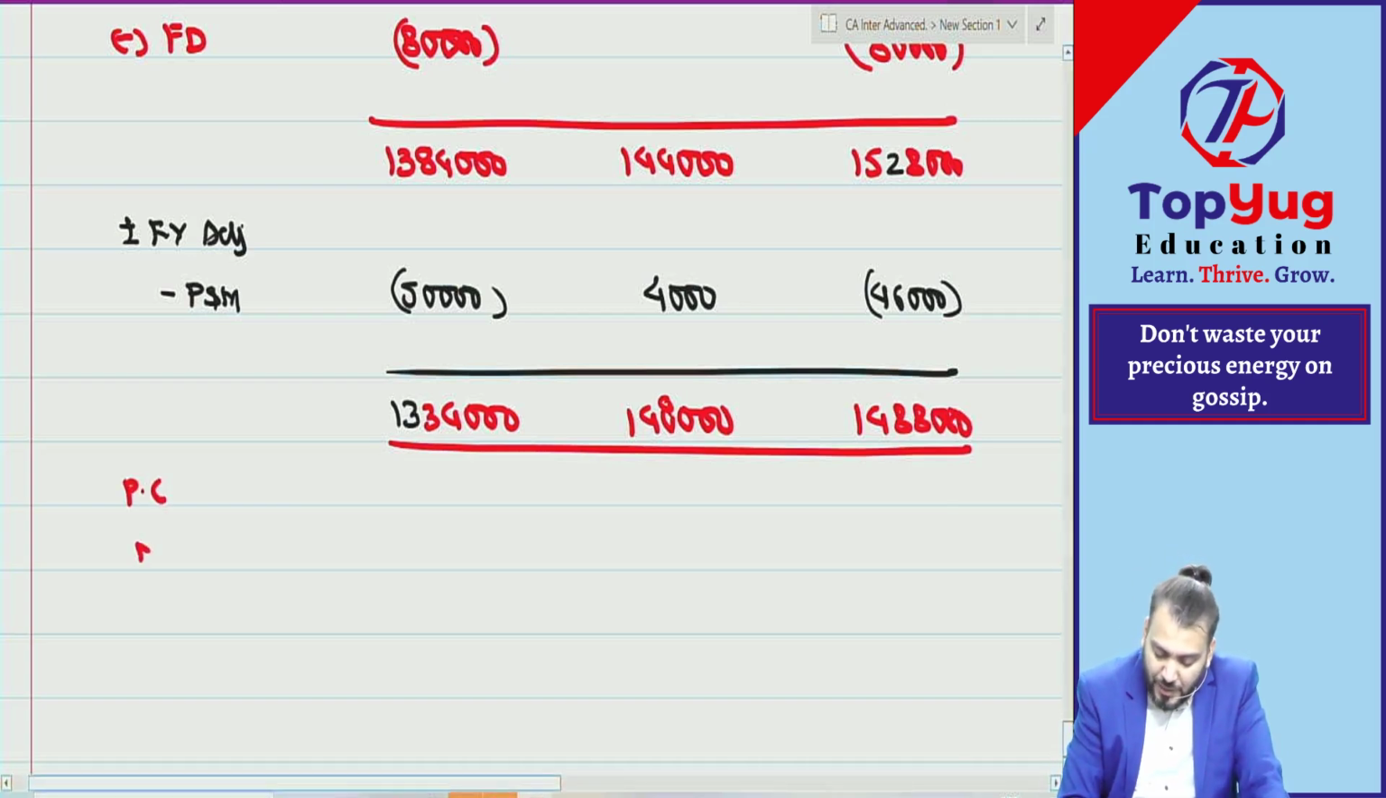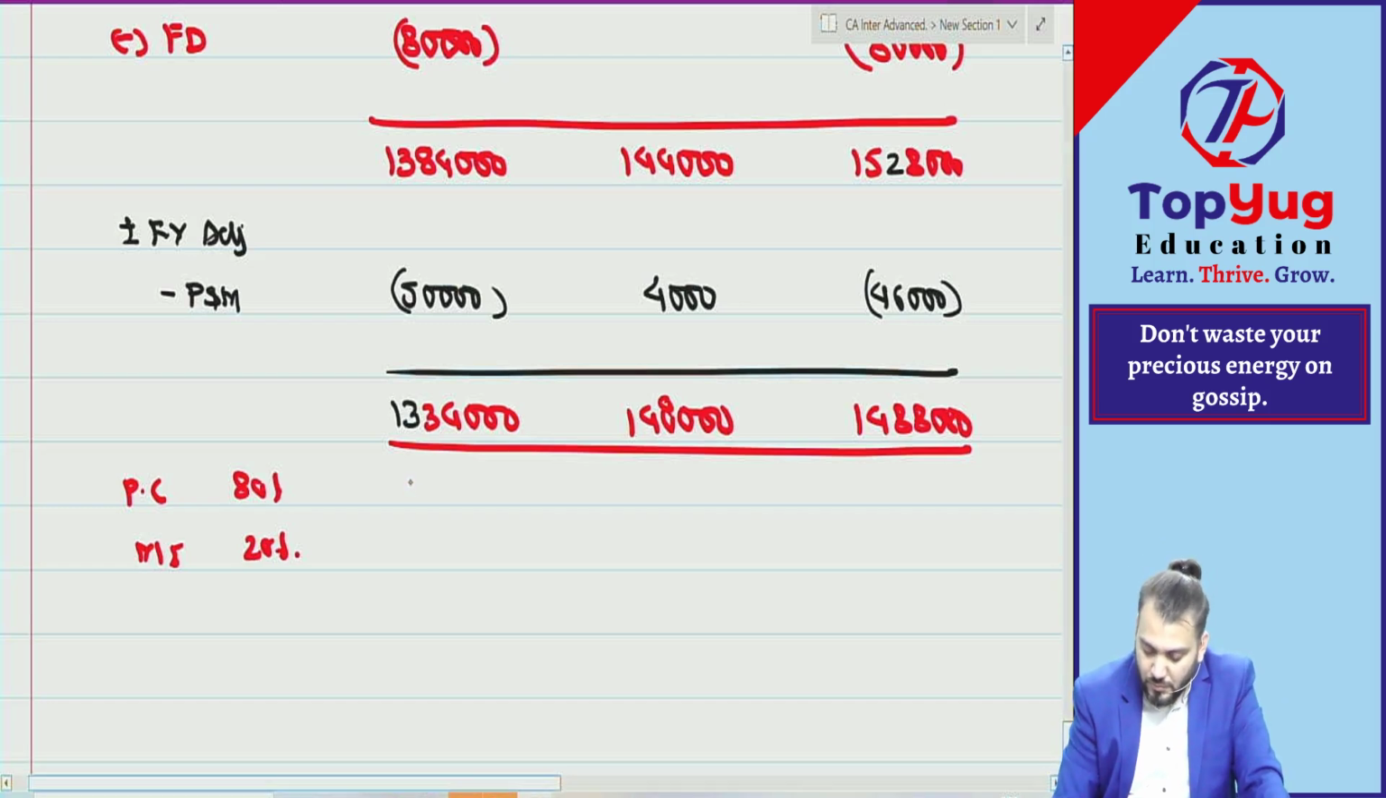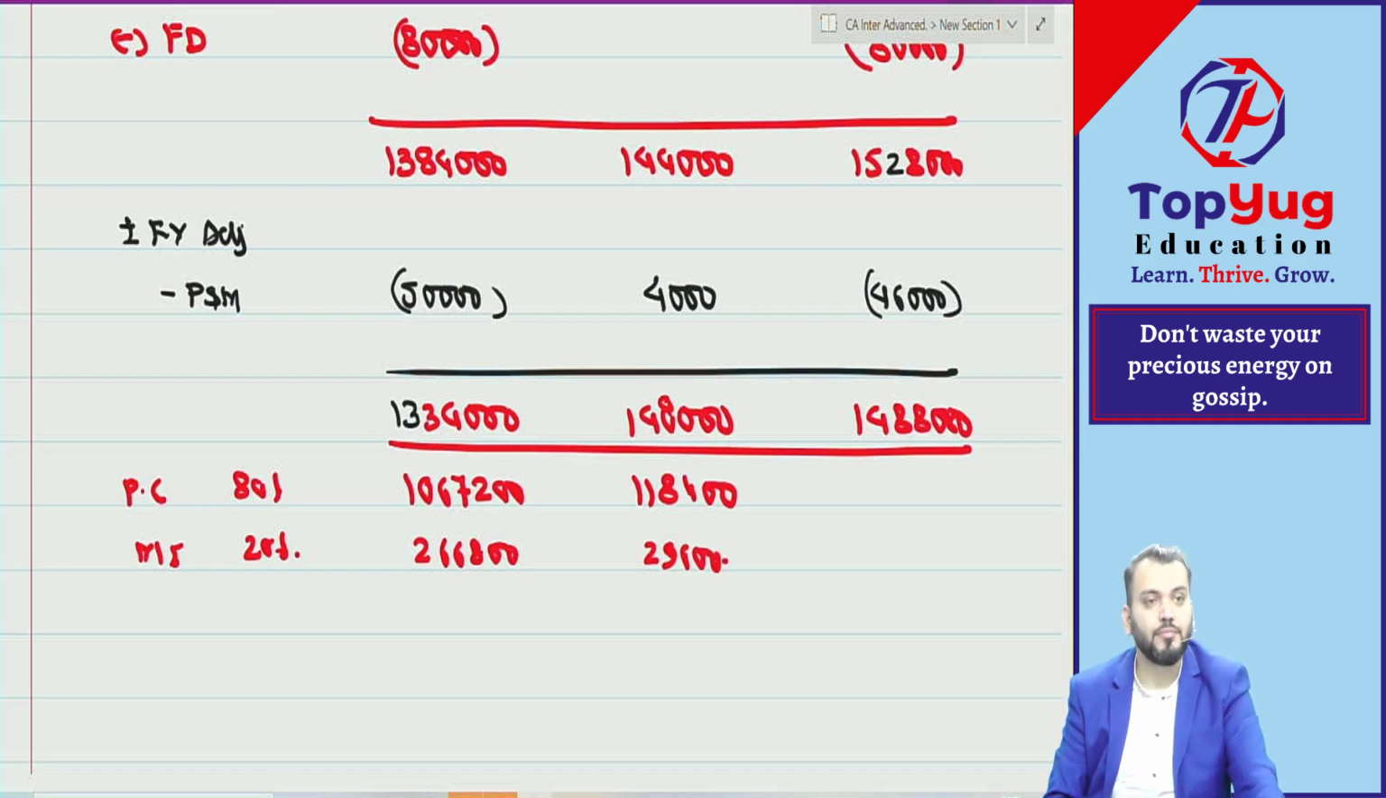What is the percentage, parent company and MI? 80% and 20%. Give. 10,67,200. This, 1,18,400. Then 29,600. Done.